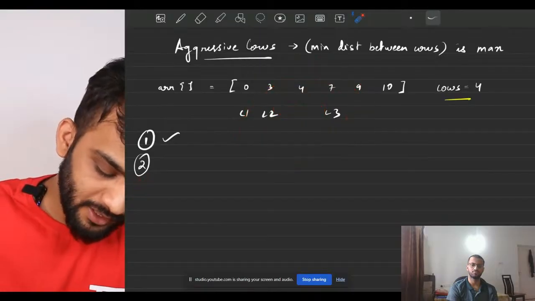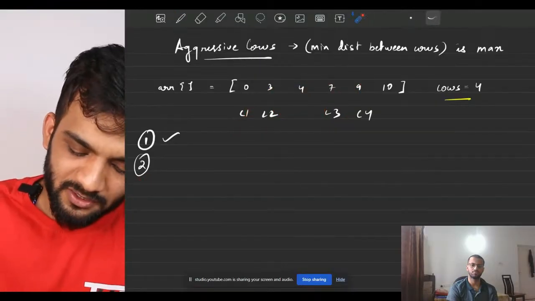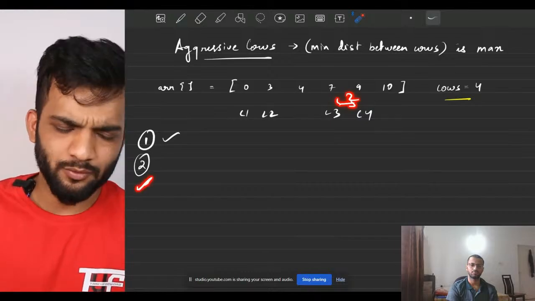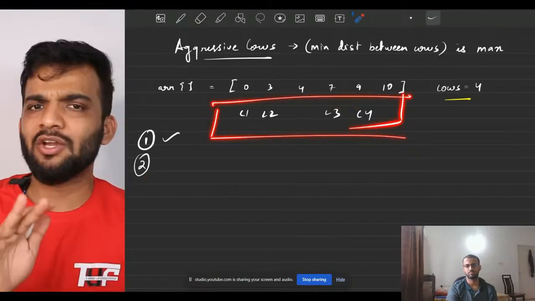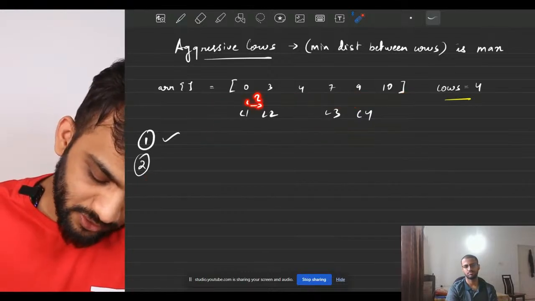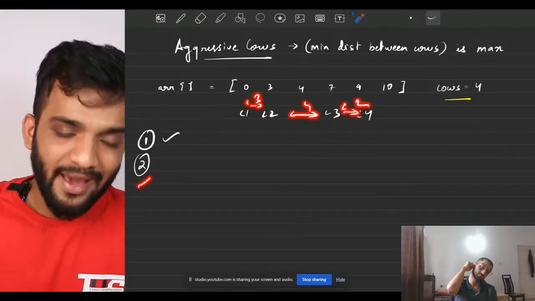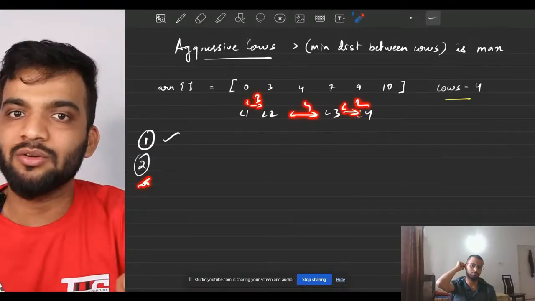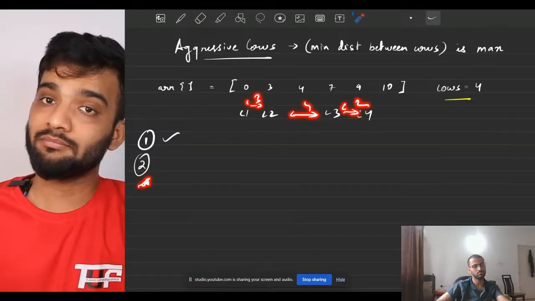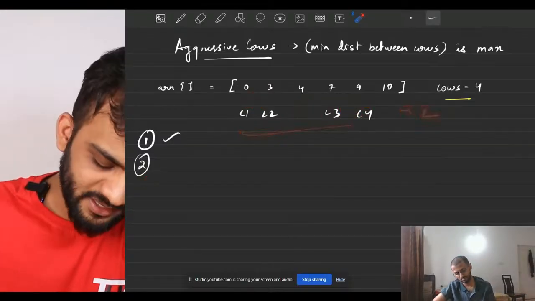So possible. Can I put a C4 here? Yes, because the distance is 2, and I've been asked to maintain a distance of 2. So done. After putting all the cows, I see that this is 3, this is 4, and this is 2. I'm not violating anything. I'm making sure that each of the cows has a distance of at least 2. Perfect. So the minimum distance I get is 2. So I can say 2 is also possible.